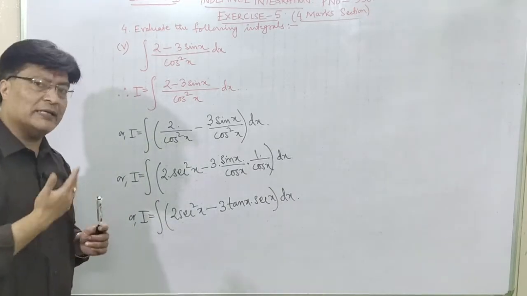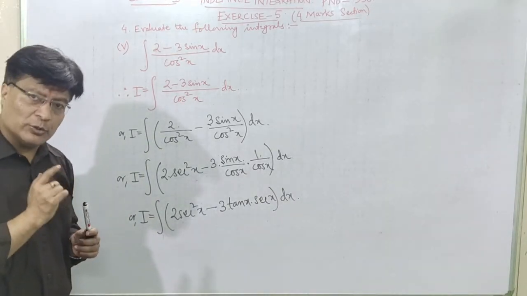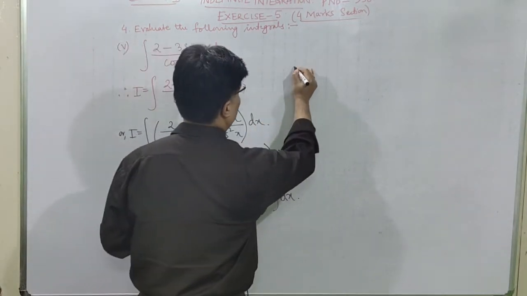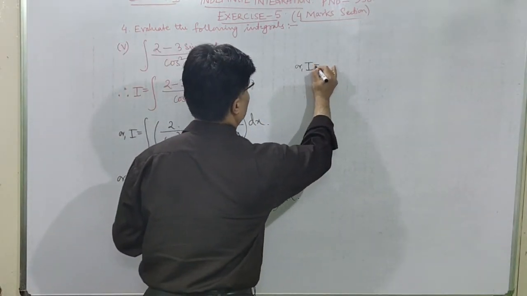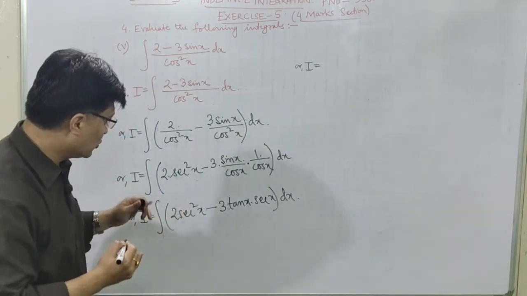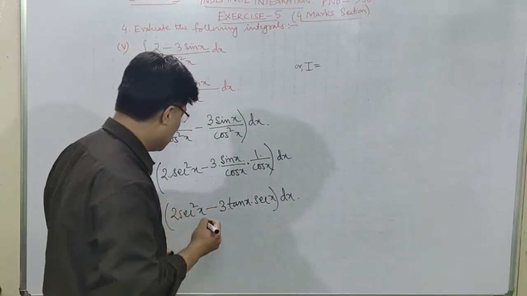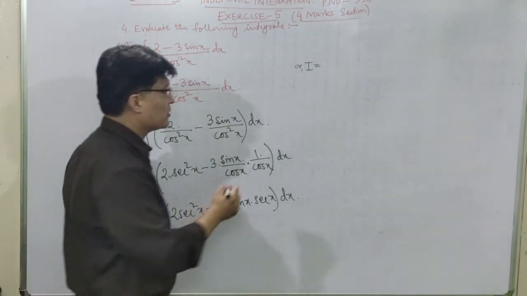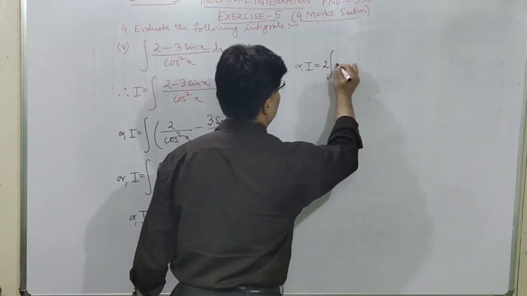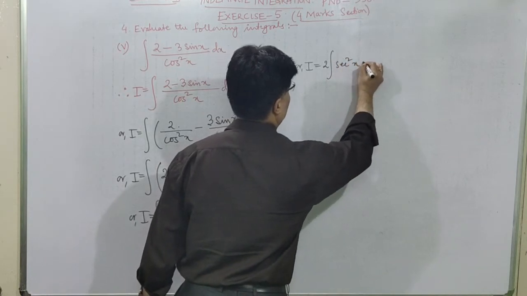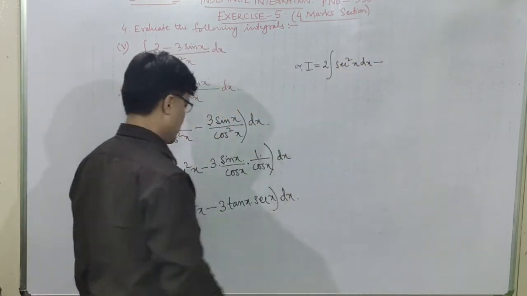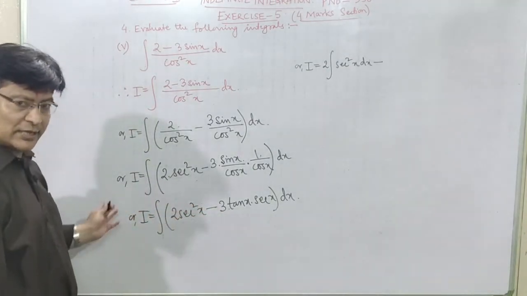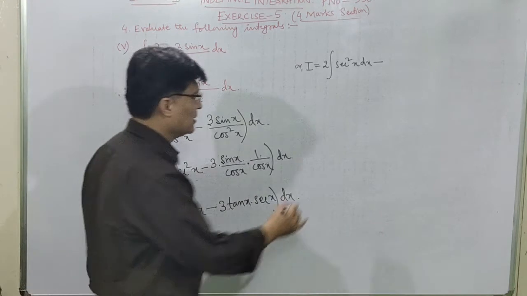So now you can easily separate them because we should use the formula in this case. Okay, so let's separate it again. I is equal to, 2 is constant, so you can separate the term 2 integral sec square x dx. Let us write it, 2 integral sec square x dx. Here, what is the sign in between? Minus. Again 3 is constant, it is taken outside the integration sign, isn't it?